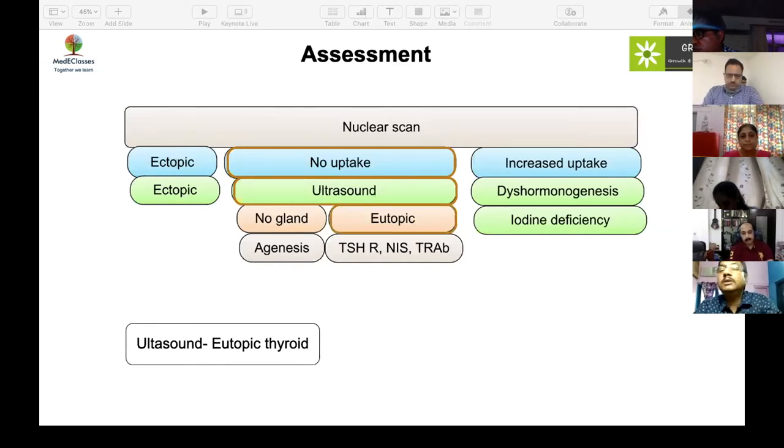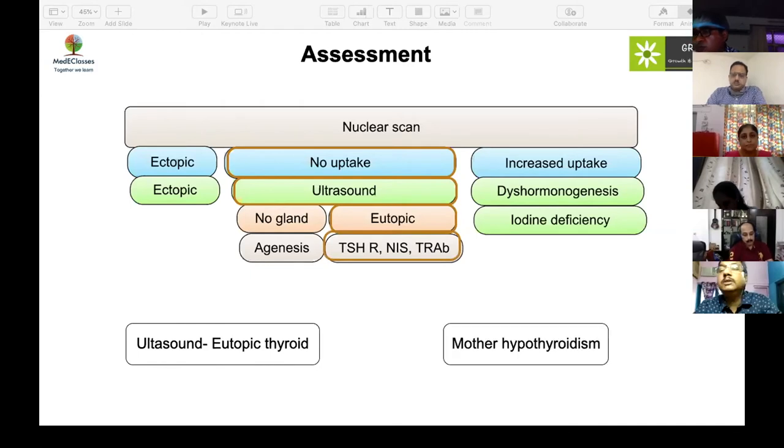Then again, we have to search for why there was no uptake. There can be causes such as the mother having hypothyroidism, so we screen for antibodies. I would like to see whether the mother was having anti-thyroid antibodies. Yeah, so the mother had autoimmune thyroiditis and her TPO was positive.